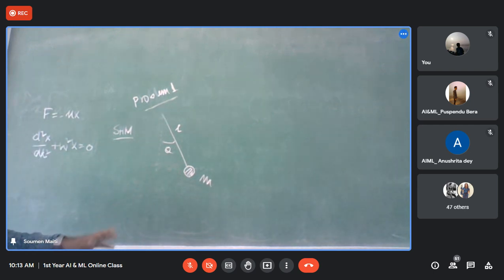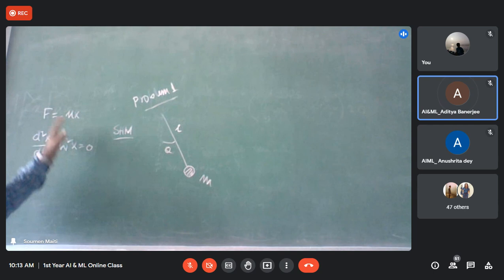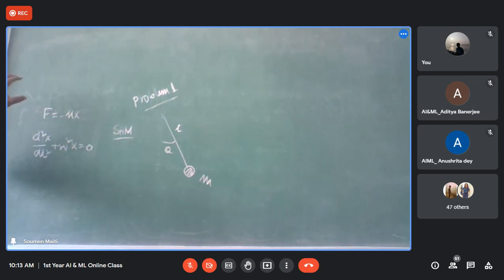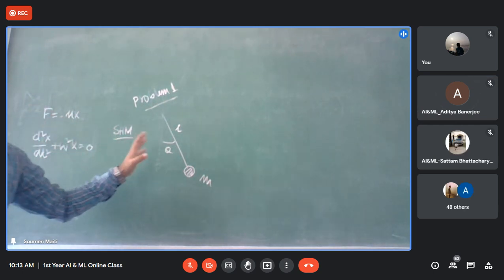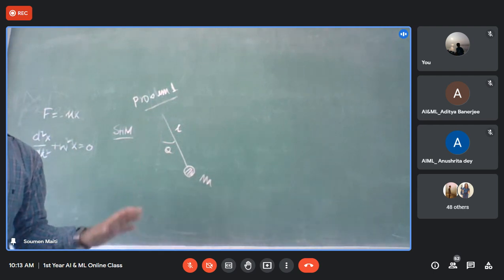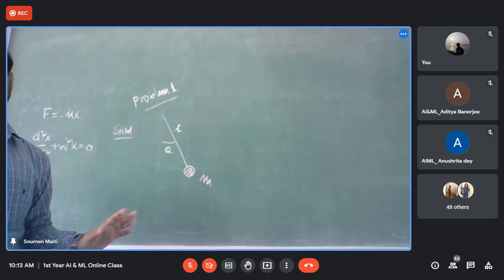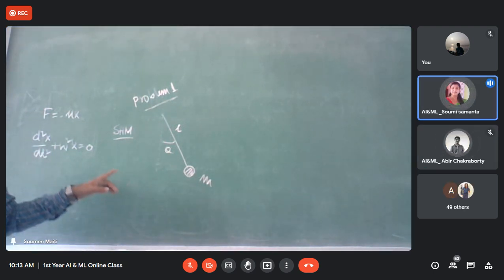Got my point? Is it clear? So by some way, if we achieve these two equations, we can surely say that this is showing SHM. Is it clear or not? Yes, sir.